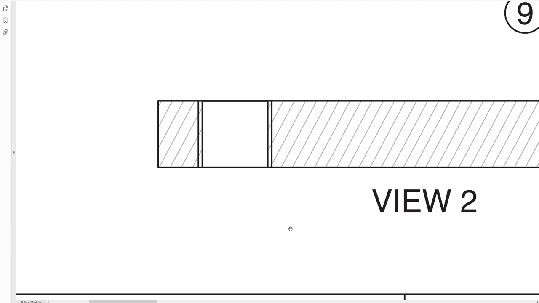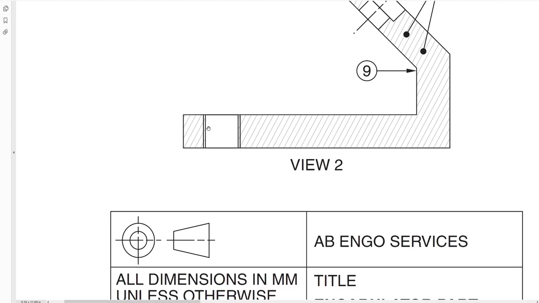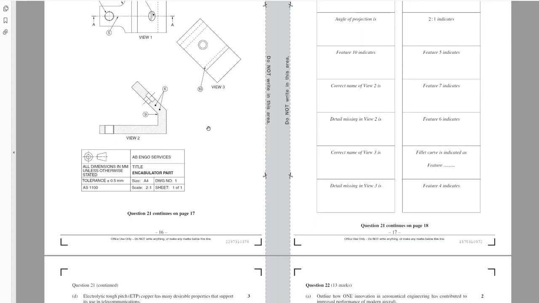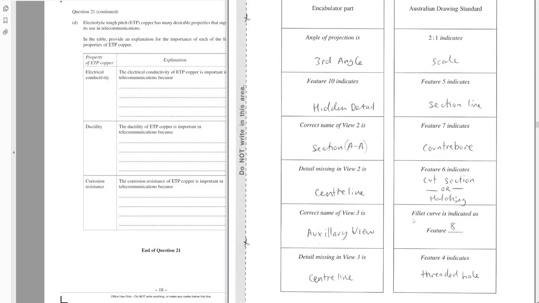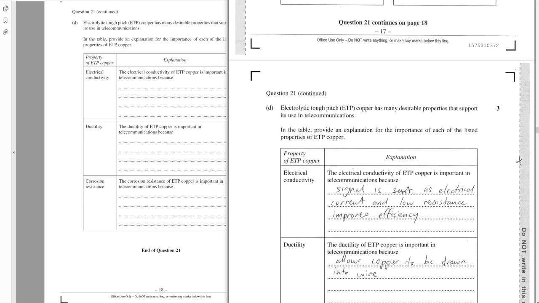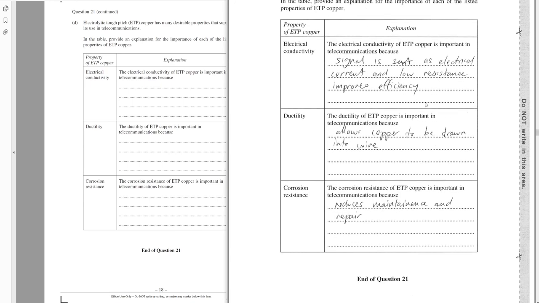No, this is the paper. Oh yeah, I just wanted to draw the attention to that. And feature 4, yeah, is threaded. Okay, so we've got some copper. Let's see what answer I wrote for this. Okay, so I actually fully wrote out these answers.